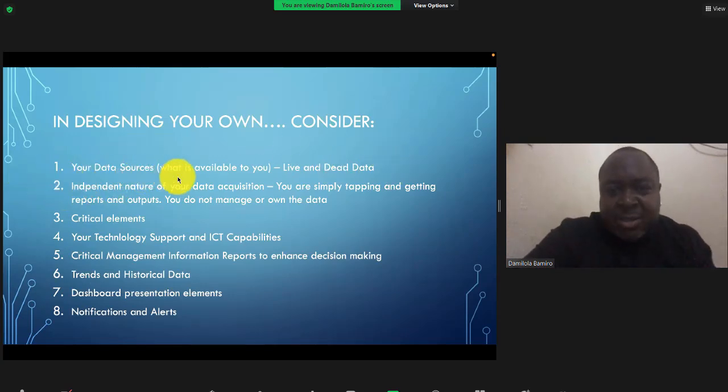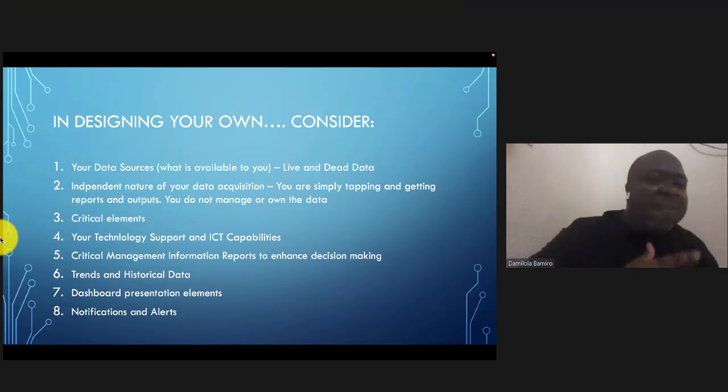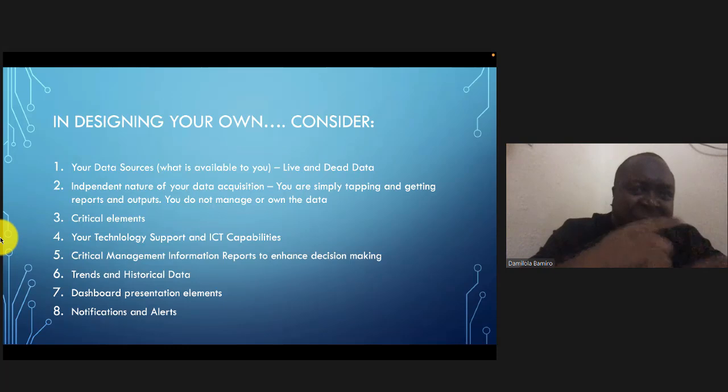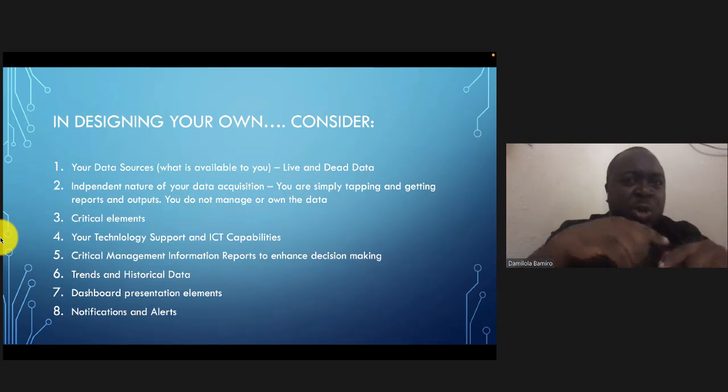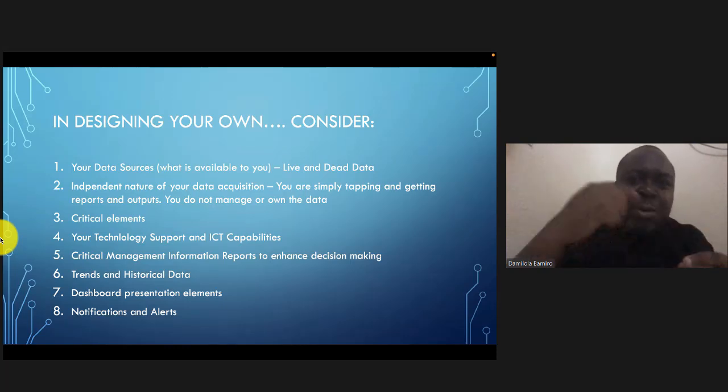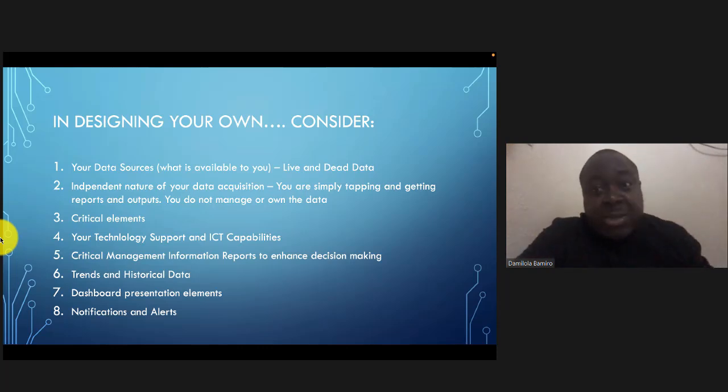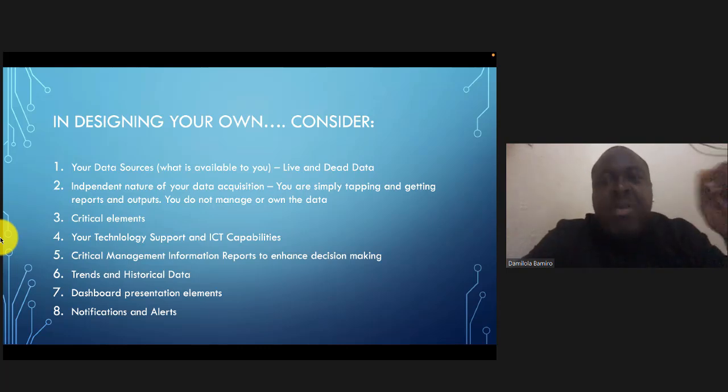What are your data sources? What's available to you? The live and dead data. Dead data just means you're asking people for data. You're saying, please, can you generate this, generate that for me. The better you design your dashboard is to have live data coming into your dashboard all the time without human inputs. Yes, initially, you may start with a lot of dead data. It's fine. But have it at the back of your mind that as you go along, you're going to be replacing or automating the way you collect this data.